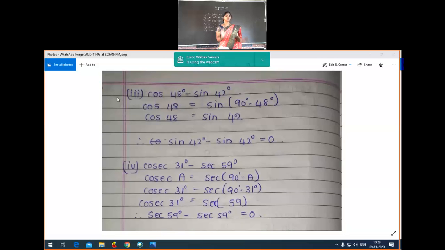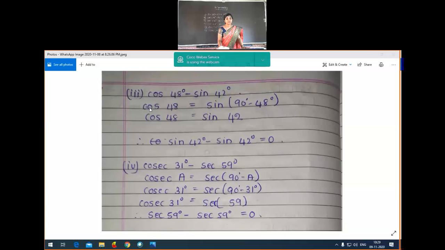Here also you have to think which one we have to maintain constant. Any one value you have to keep constant. So here we are keeping sine 42 as sine 42 only. We are not going to touch sine 42. Now we are going to make some changes in cos 48.